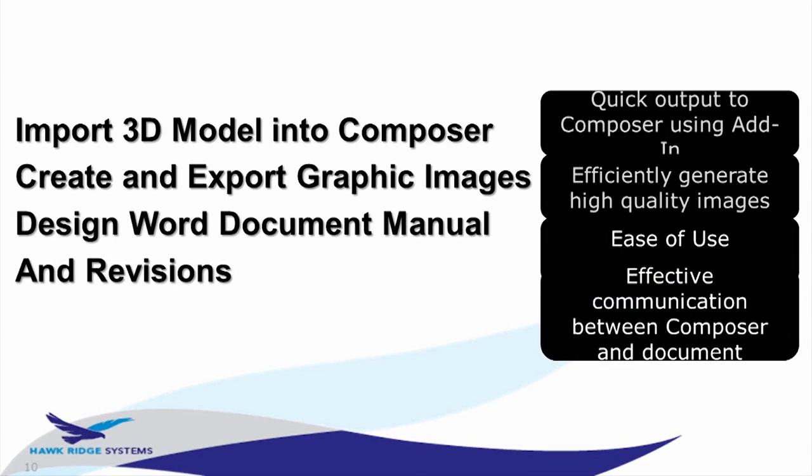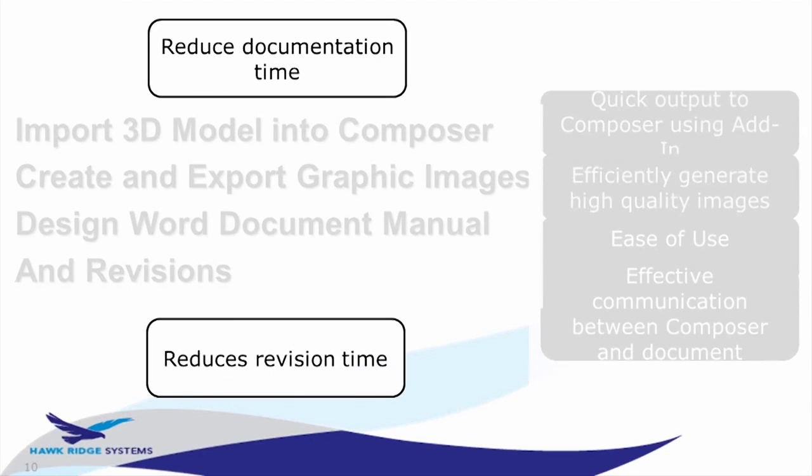And lastly, we actually inserted those images into a Word document manual and made a revision as well. We saw that we needed to insert a different component, updated that, outputted those images, and then we have it inside of our Word document. What that means is reduced documentation time in Composer, because you can spend less time with it because it's efficient and it's easy to use, and also reduced revision time as well. So going back to the cycle, it's fine if you can do it perfectly, but most times that won't happen because things change. How easy is it to make revisions? As you can see, it's quite effective at doing that.